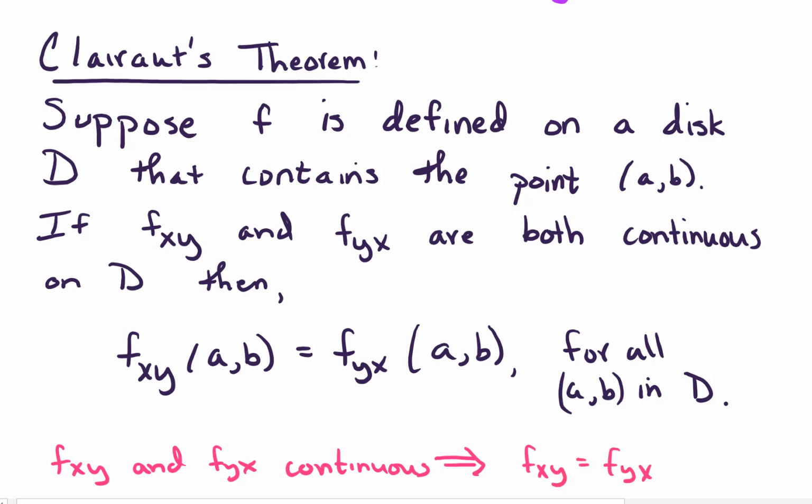Now, obviously there's a few details to keep track of. We're talking about a point (a, b) on a disk D, but roughly speaking, if the mixed partials are continuous, then the mixed partials are equal, and that's Clairaut's theorem.